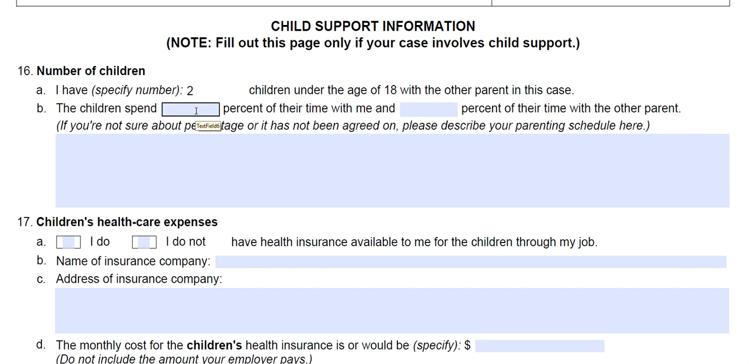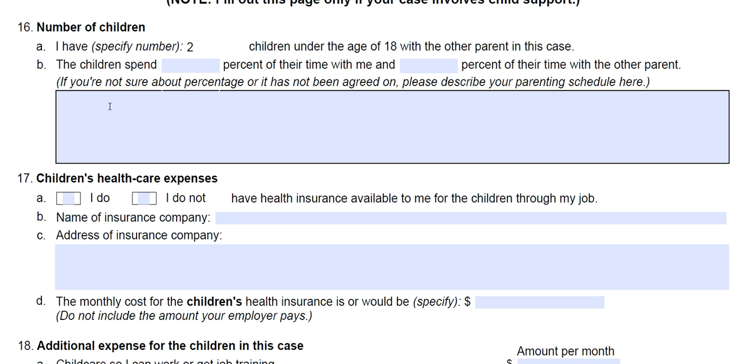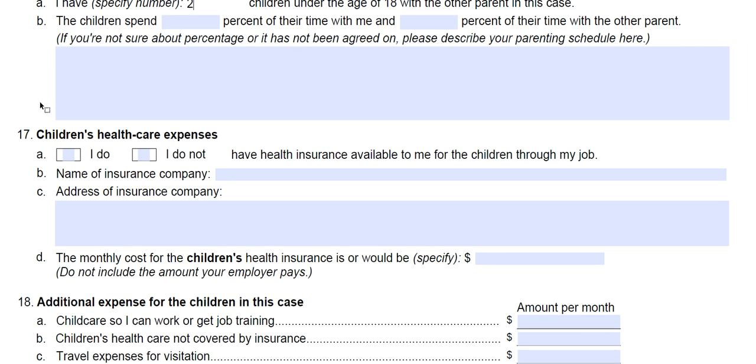You can find the guideline child support calculator online, and there is a way to convert regular timeshare schedules into percentages. The other way you can do it is add up the number of days that the child is with you and divide by 365, and that should give you the percent of time that the child is with you and the percent they're with the other parent. Or you can simply write in what the visit schedule is, and child support will figure out the percentage.